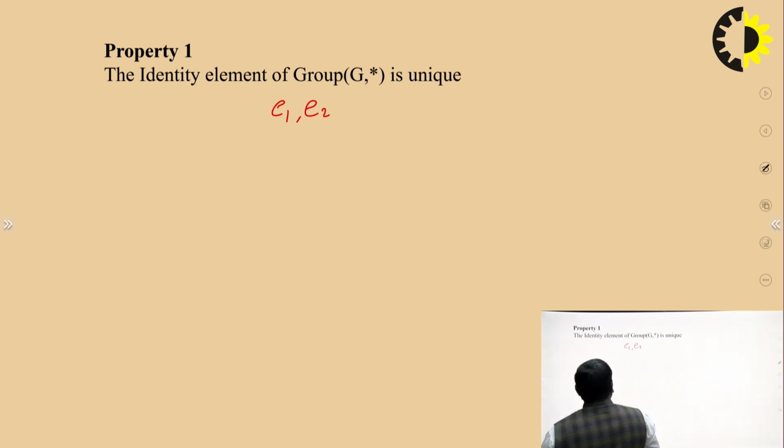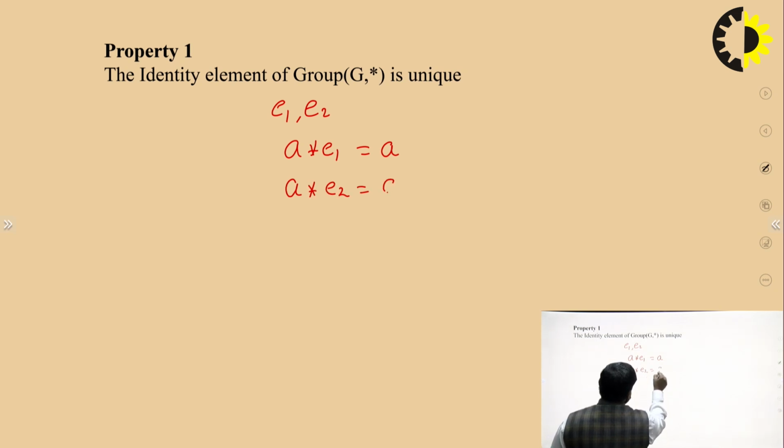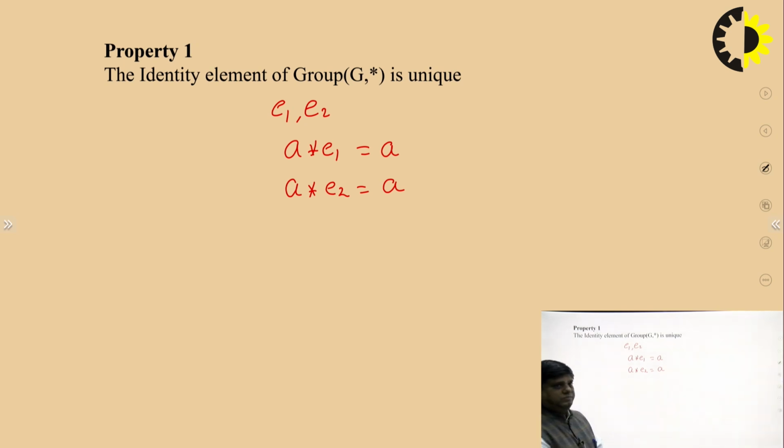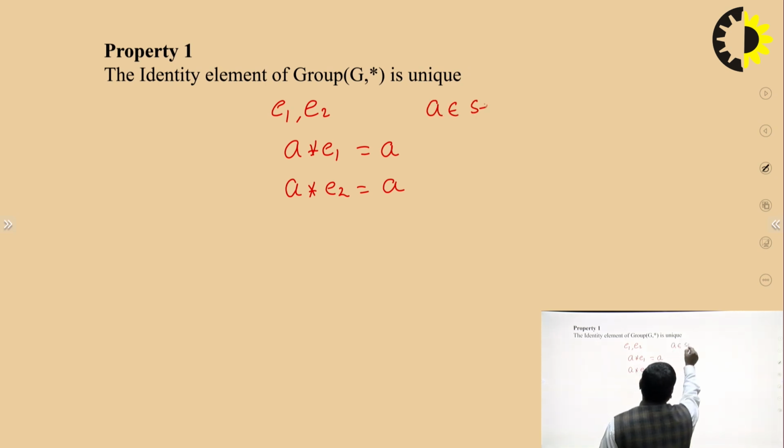Now, according to the property of the group, A operate E1, that is A, the first identity, and A operate E2, that is also known as the A. E1, E2 are two identities of the same group. Then we operate on any element where A is an element of a set.